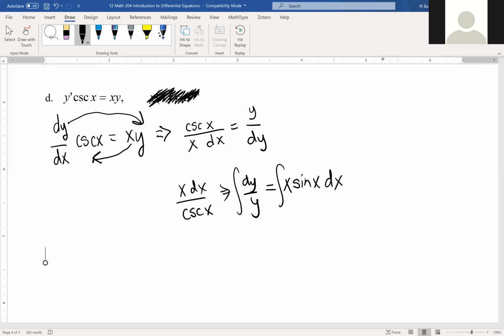So if we change the cosecant into sine, we can integrate both sides. What's the left-hand side? Natural log absolute value of y. Okay. And then the right-hand side, we have to do by parts. Negative x cosine x.